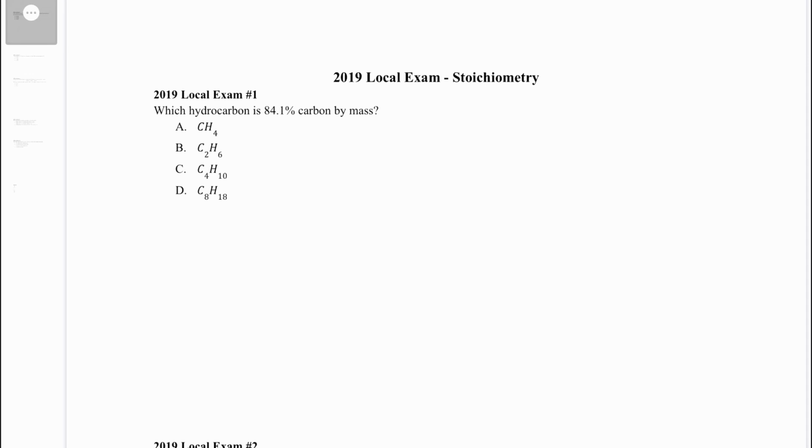For all of these answer choices, we're going to have to calculate the percent mass of carbon. So let's start with CH4, which is methane. Remember, the procedure for percent mass is you take the mass of the carbon and then you divide it by the mass of the complete compound. Let's say we have 1 mole of this compound. The carbon is going to take up 12 grams, and in 1 mole, you're going to have 16 grams of the compound. So in this case, our mass percentage is 75%.